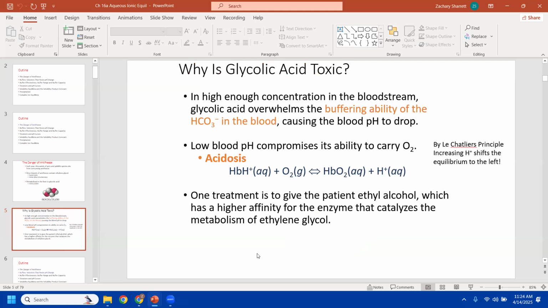It has to do with our bloodstream and our blood being something called buffered. So what we're going to learn about this week is buffers. Does anybody understand what buffers are?